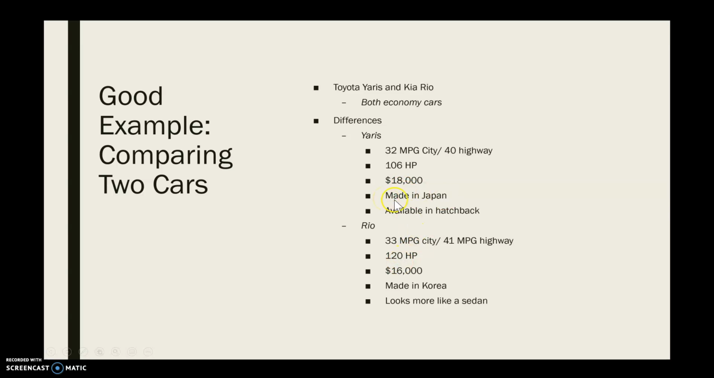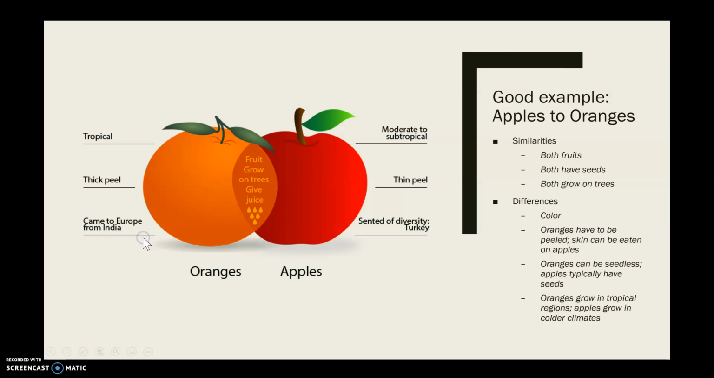They're made in different countries. The Yaris is made in Japan. The Rio is made in Korea. And they have different appearances. The Yaris is available in a hatchback, and the Rio looks more like a sedan. They may have these differences, but they're good grounds for comparison because they're both economy cars.